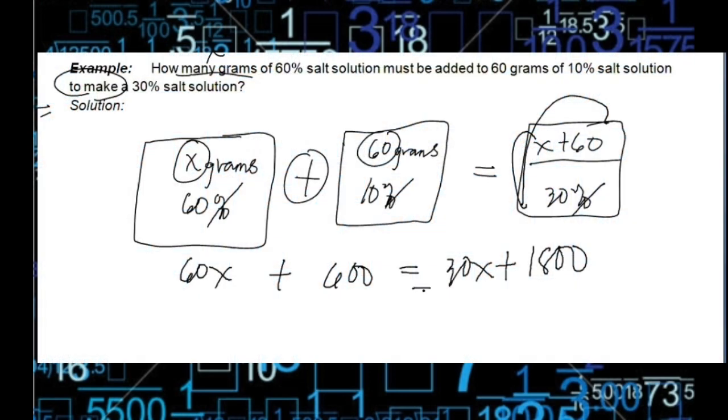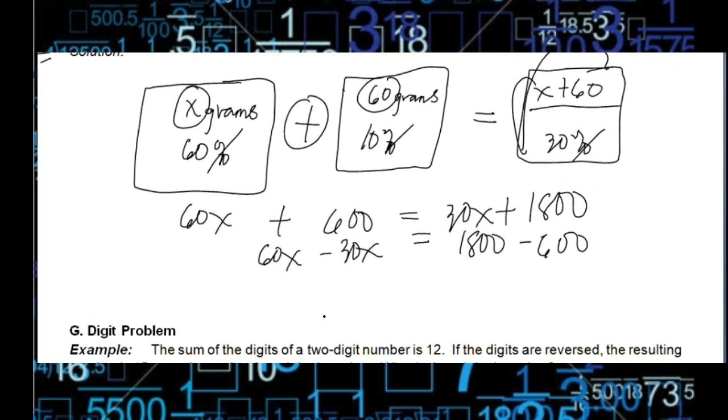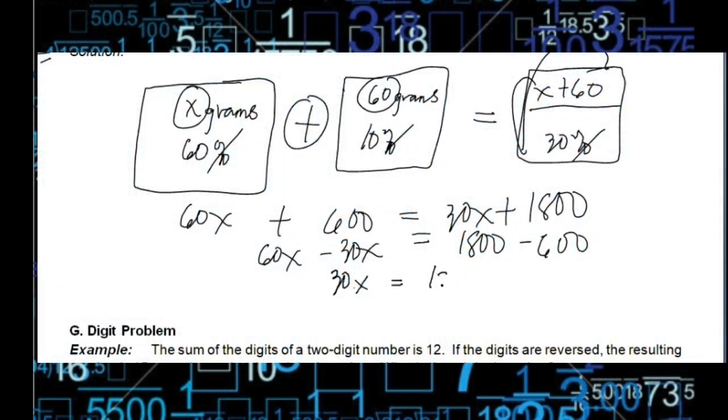Then, solve for the value of X. Bring down 60X, transpose 30X to the left. Then, bring down 1,800, transpose 600 to the right. It will become negative. As you transpose, change the sign. If you didn't transpose, just copy, bring down. 60X minus 30X is equal to 30X. 1,800 minus 600, that is 1,200.